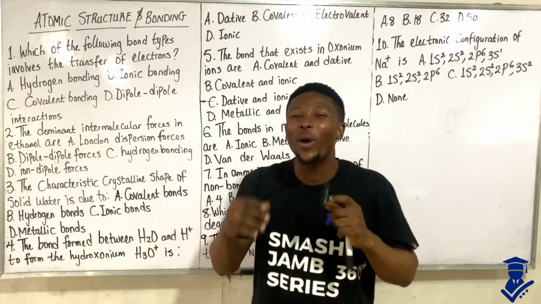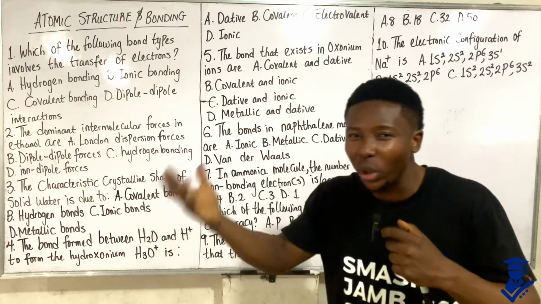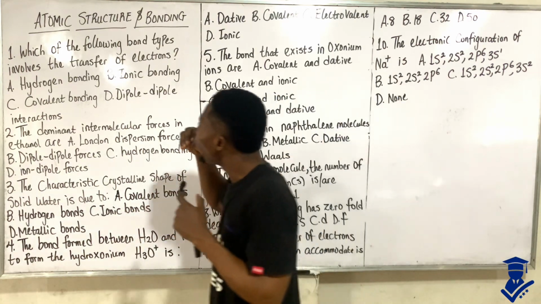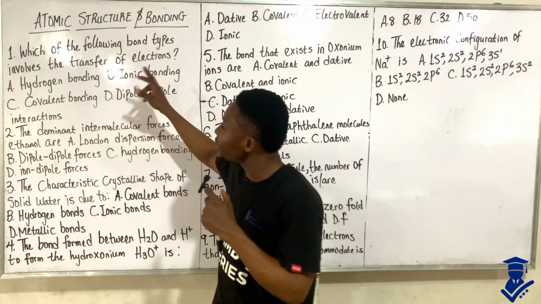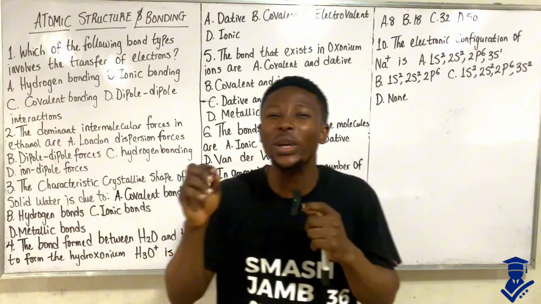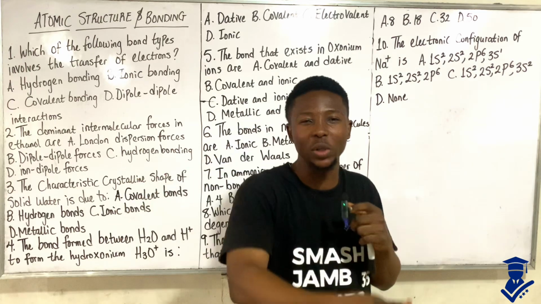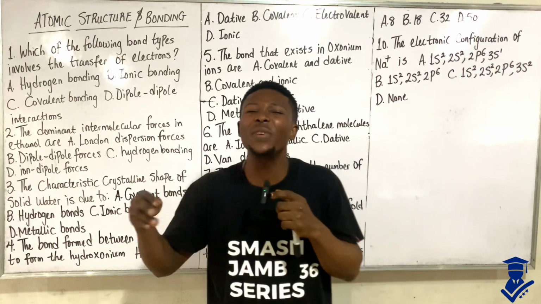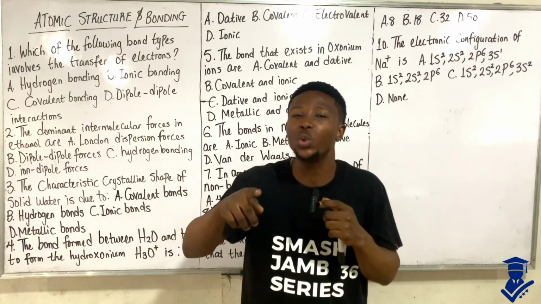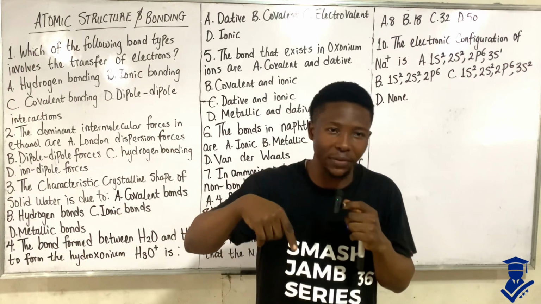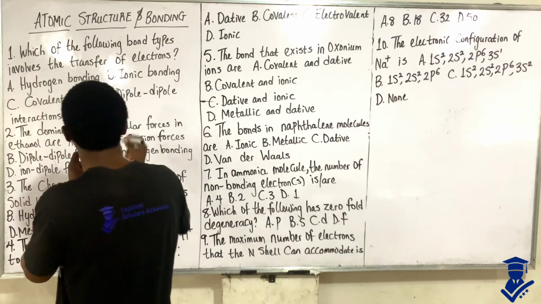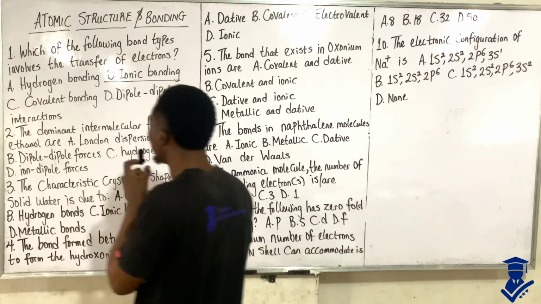Now, when it comes to bonding, when you hear electron transfer or transfer of electron, you are talking about electrovalent bonding or ionic bonding. So electrovalent bonding or ionic bonding has to do with transfer of electron. So the correct option is what? Option B is our correct answer.